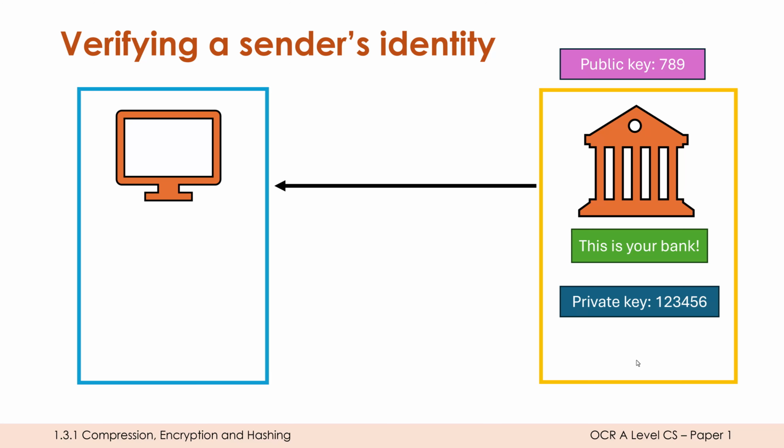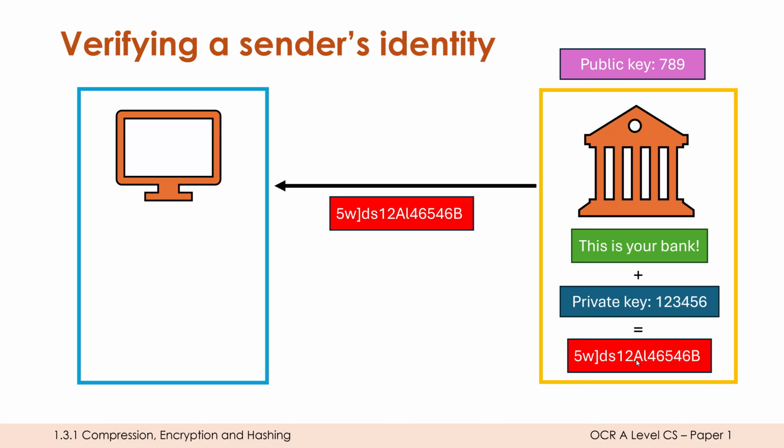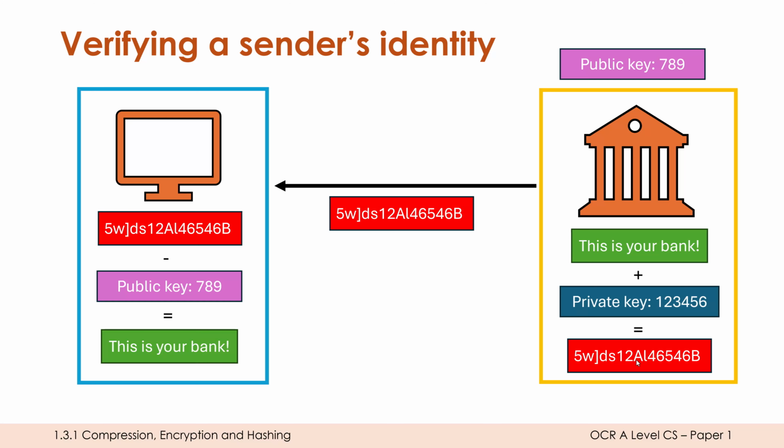But they'll send a message which is encrypted using their private key this time. This time we're using the private key to encrypt, not the public key. We still get some unintelligible ciphertext, which is sent to our user. The user will know the bank's public key is 789. So therefore they will use 789 to decrypt this message.